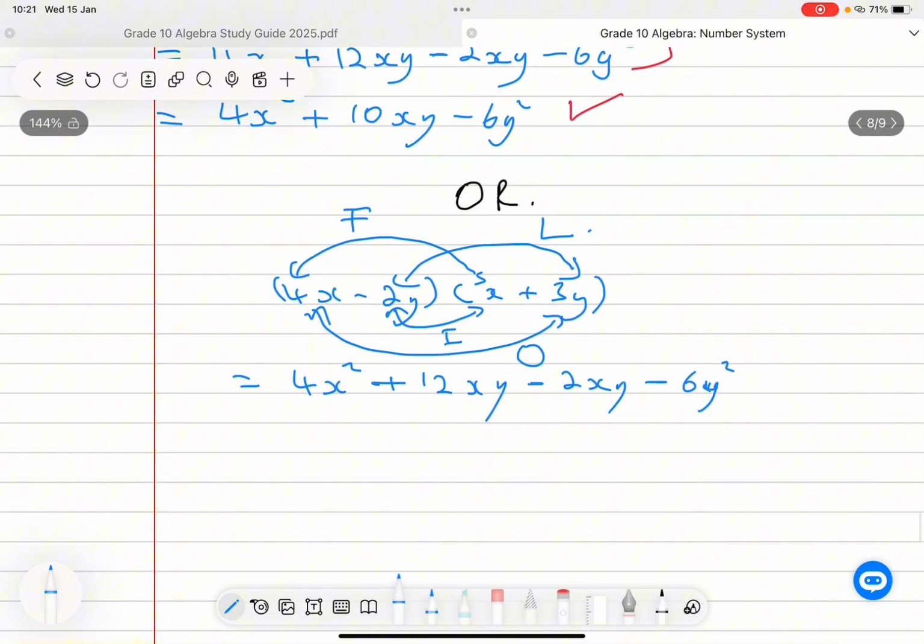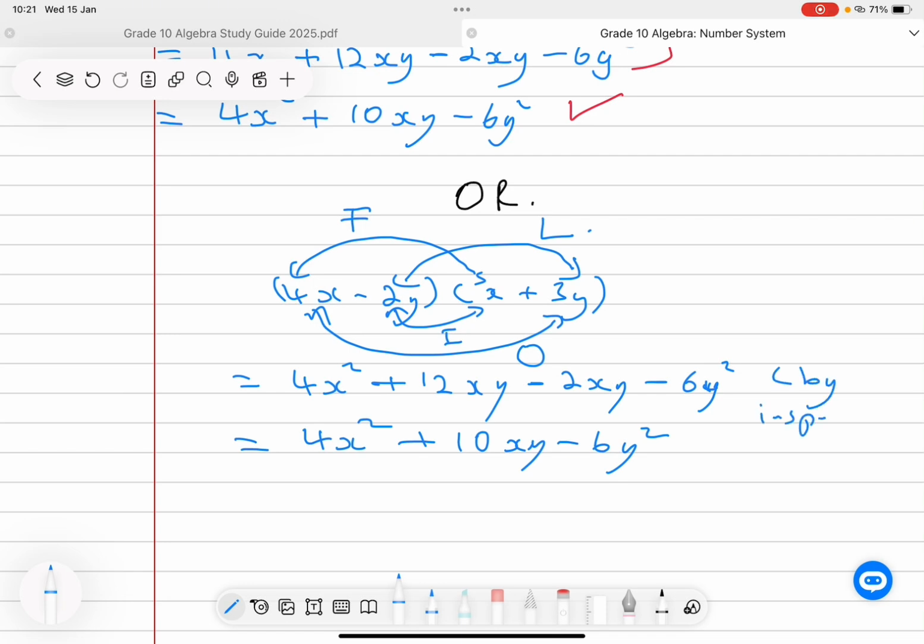And at this stage, I then have an expression that has like terms here, like we did in the previous one, so that I'm going to have x squared, and here is just going to be a plus 10xy minus 6y squared. Here we call this method by inspection. We say we solved this by inspection.